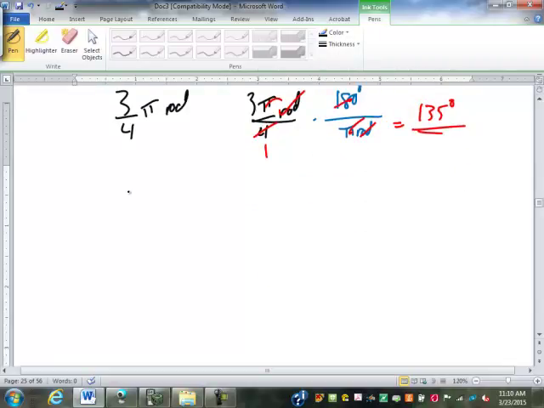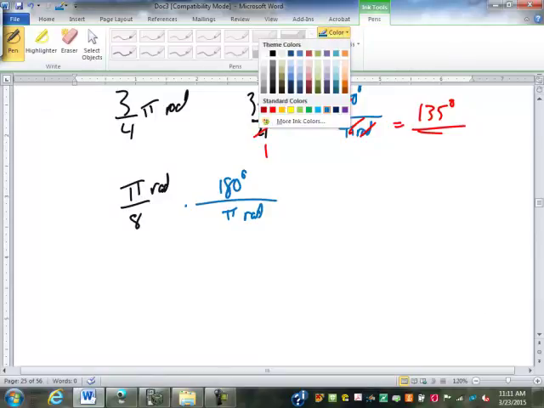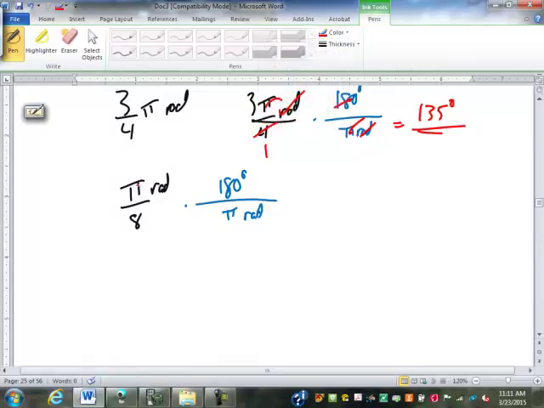So I want you to find pi over 8 radians converted into degrees for me. So if we look at this, we set it up as 180 degrees over pi radians. So the pi and the radians cross cancel out. 8 and 180 can divide out to give us 1 and 22.5. So yes, it does come out to be 22.5 degrees.